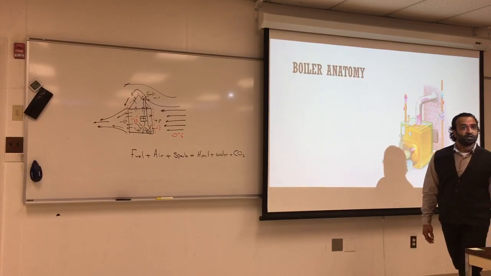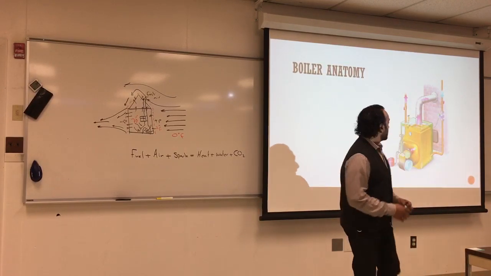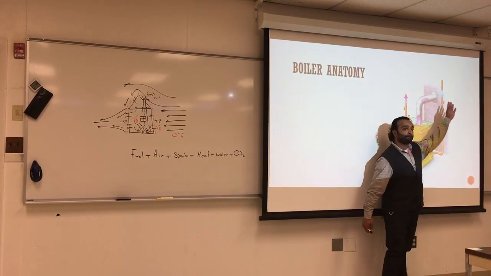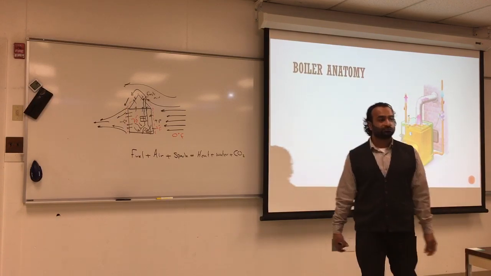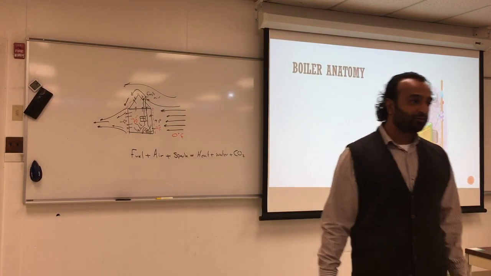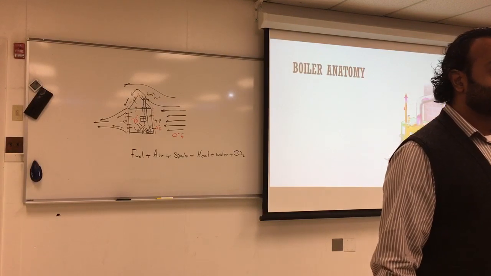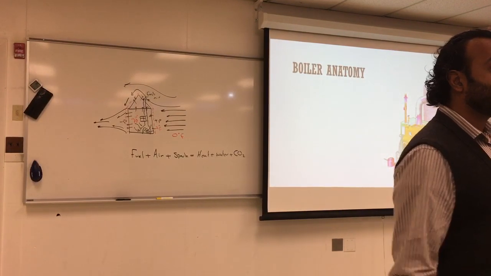What is the average temperature of the combustion air coming out of the flue pipe in a regular boiler? 435, 400, 450, which is a lot, right? It's a lot. So you literally go with a lot of heat.